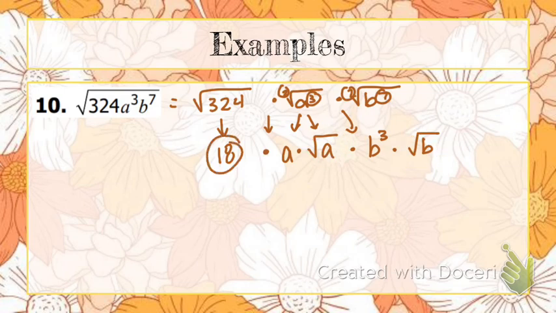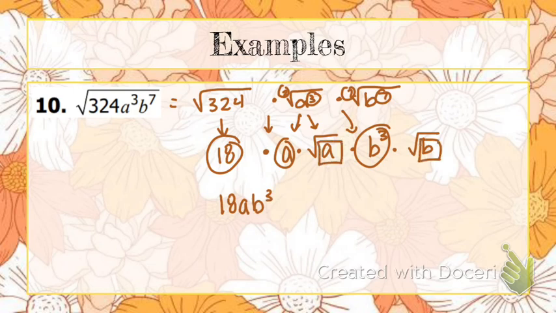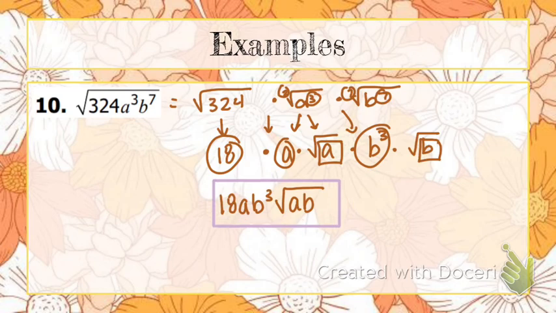So we're going to take all the things that are outside the radical and multiply them together. 18ab cubed. And everything that's under a radical gets multiplied together under a radical. So 18ab cubed times the square root of ab is your answer.